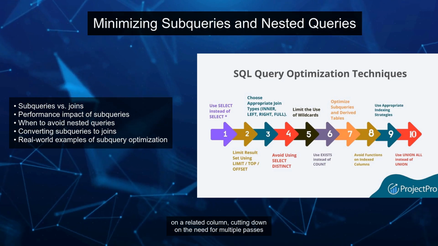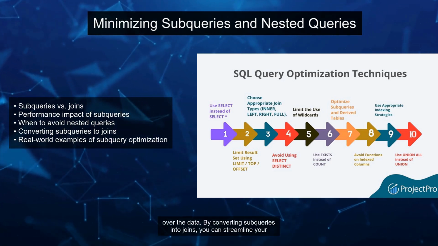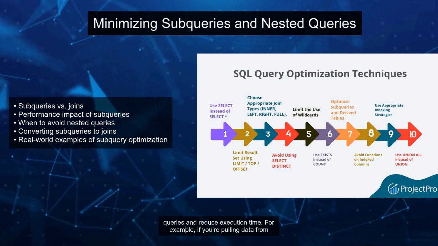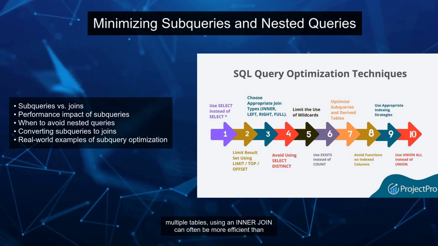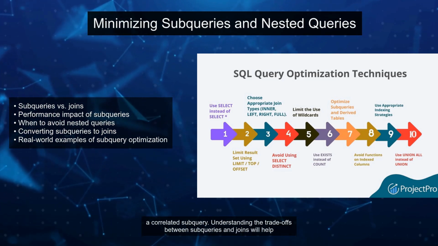Joins combine rows from two or more tables based on a related column, cutting down on the need for multiple passes over the data. By converting subqueries into joins, you can streamline your queries and reduce execution time. For example, if you're pulling data from multiple tables, using an inner join can often be more efficient than a correlated subquery.